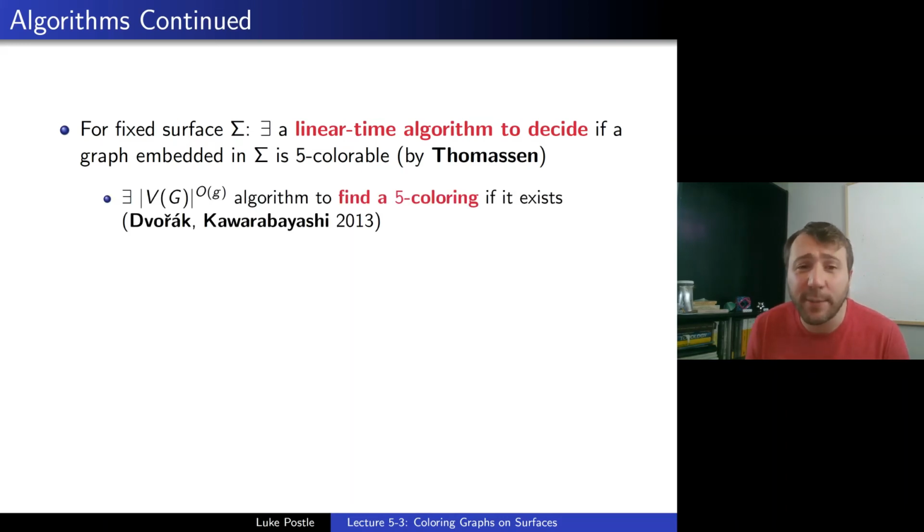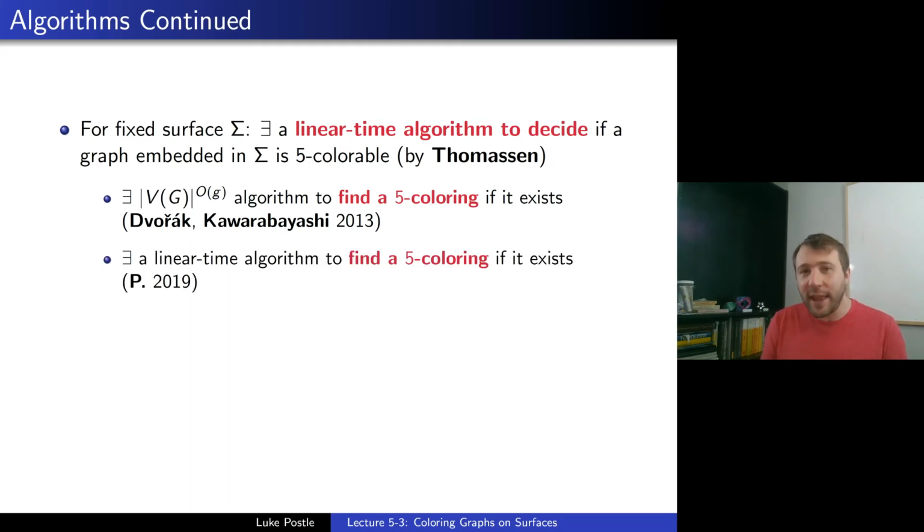And this was actually done by Dvorak and Kawarabayashi in 2013, that there exists a V(G) to the O(g) algorithm, that's the genus, to find a 5-coloring if it exists. So what if you actually want to color it? You've decided it has the coloring, but you actually want a coloring. And just last year I improved this to a linear time algorithm, so that doesn't depend on the genus of the surface, at least in the exponent, it does as a constant up front. So actually we can find the colorings rather efficiently now.